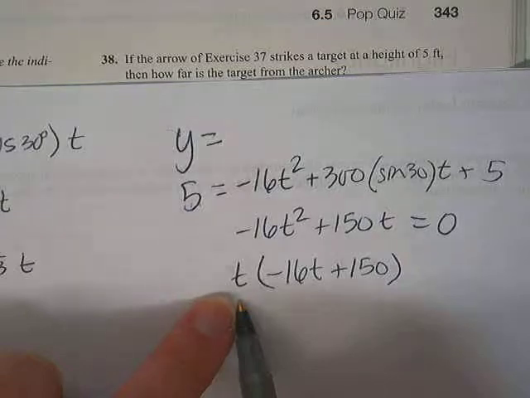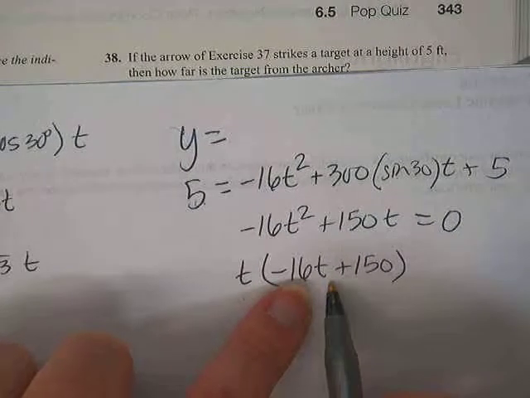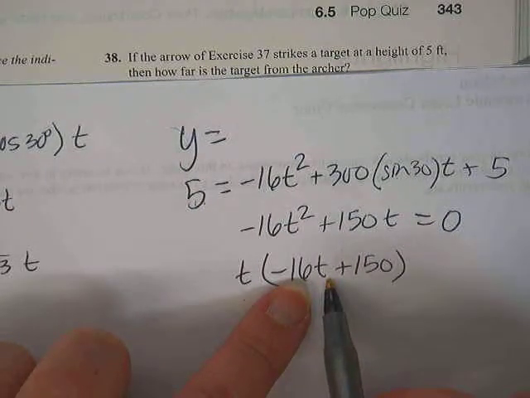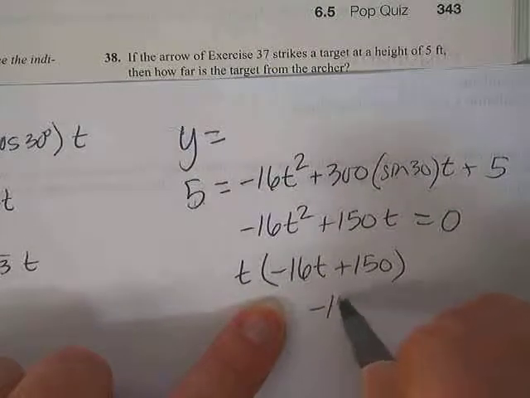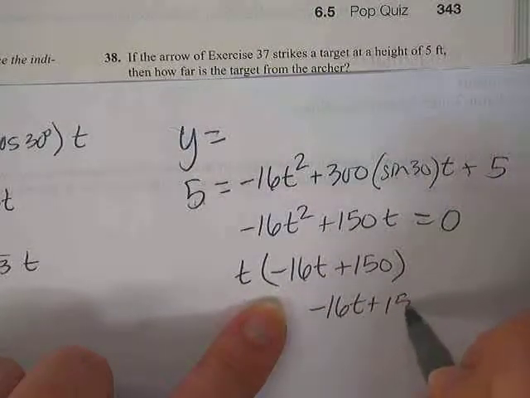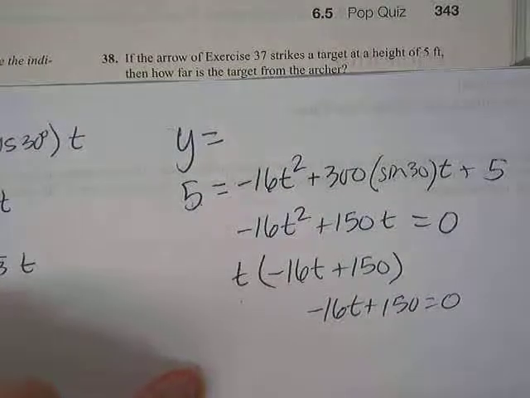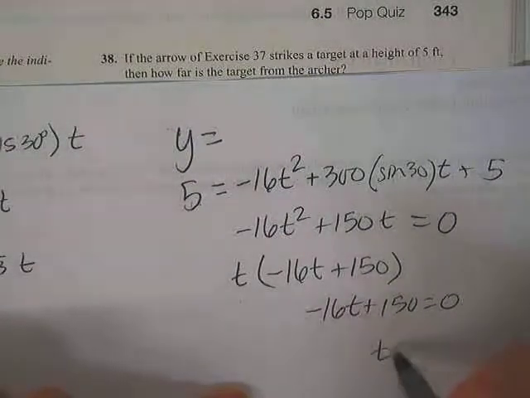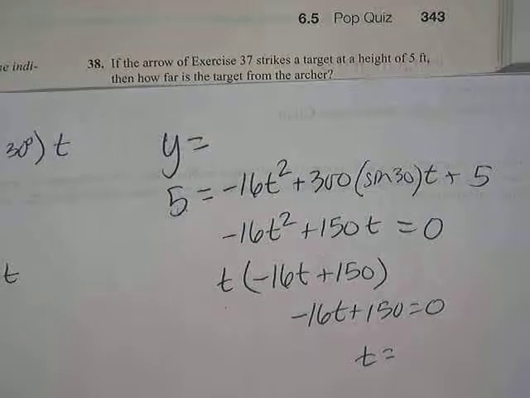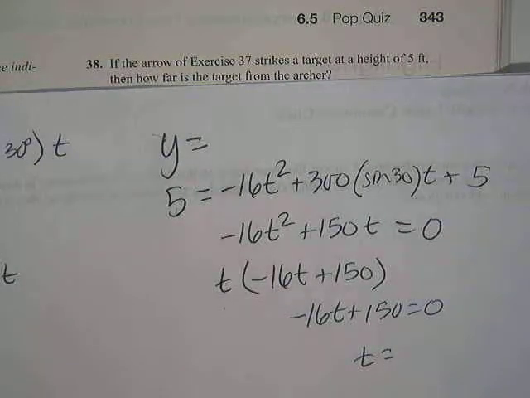Factor out a t. So one of the answers is t equals 0. How do we find the answer we really want? Yeah, set this equal to 0. So subtract the 150 and divide by negative 16.